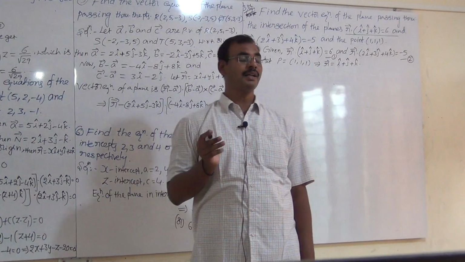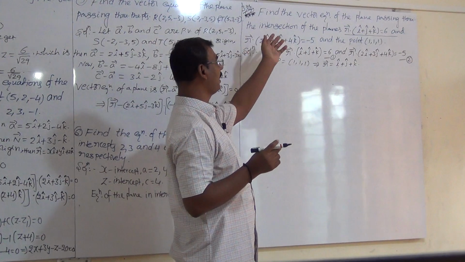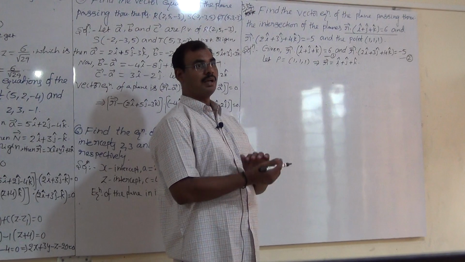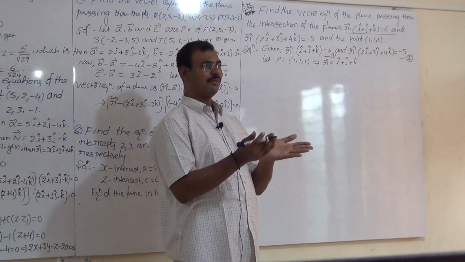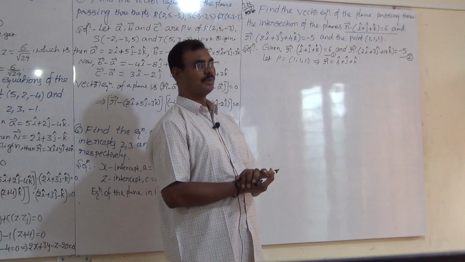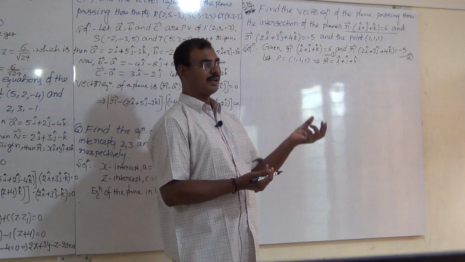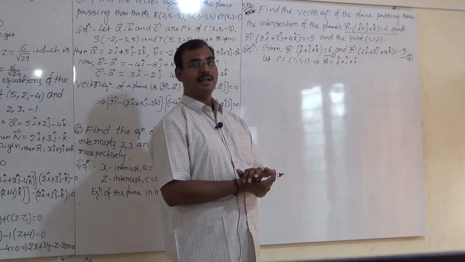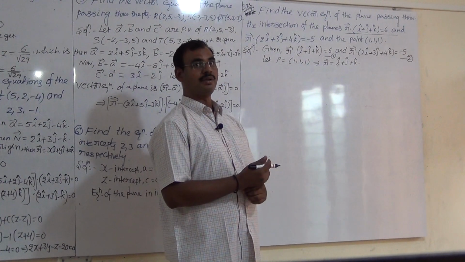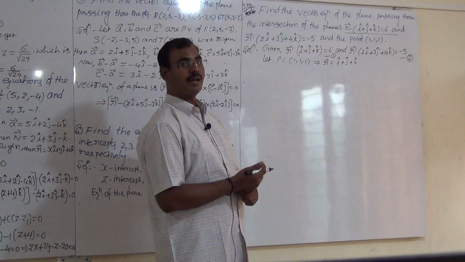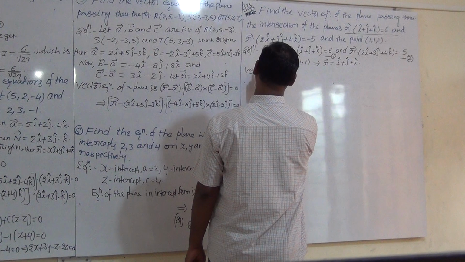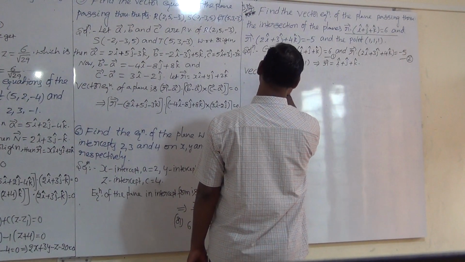Now we have to find the equation of a plane passing through the line of intersection of two planes. How do we find it? First plane plus lambda times second plane equal to 0. In vector form, r bar dot (n1 bar plus lambda times n2 bar) is equal to d1 plus lambda times d2. So that is the formula for the vector equation of the plane.